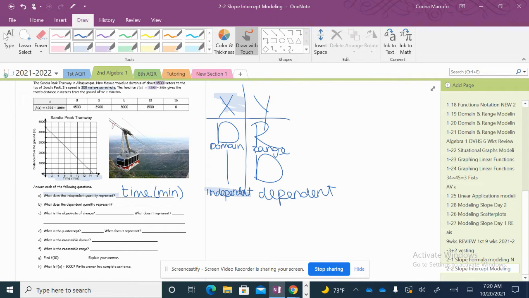Okay. And then it says, what does the dependent quantity represent? So our dependent quantity is going to be our Y value here. It says dependent, so this is going to be my dependent. Okay, and so my dependent is a distance from the ground, and it is in meters. Distance from the ground.